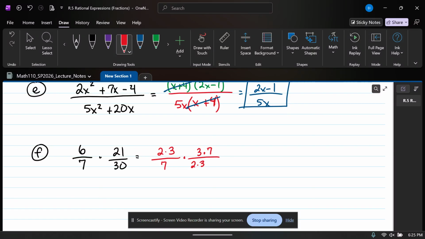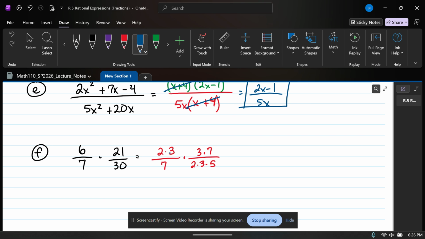2 times 3 times 5. That would be a 2, a 3, and a 5. Okay, so that's what we did in the lab. The idea is that you factor each part, and then you cancel matching factors vertically and diagonally. So this is what we did in the lab with numbers only.